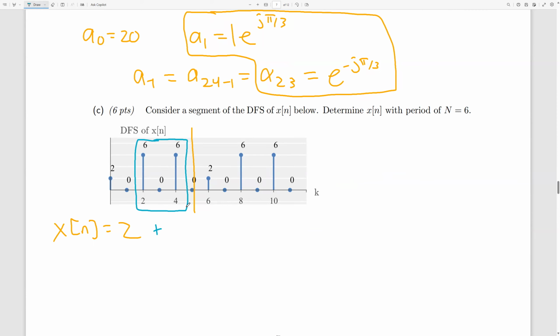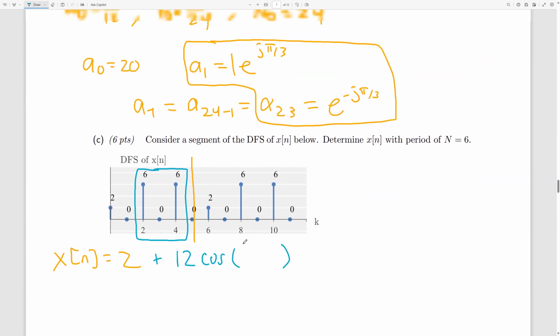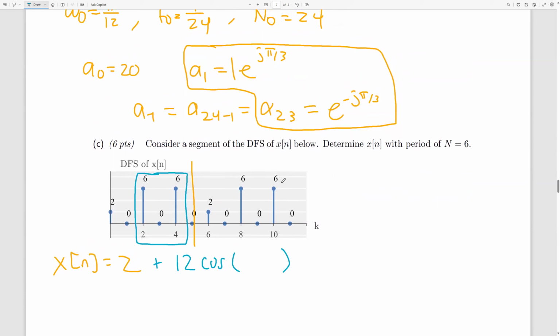So, okay, I'm going to guess it's like 12, because obviously 12 divided by 2, I'll get 2 cosine, but what exactly is the frequency of this cosine? So, first of all, I recognize that it's a length 6 signal.